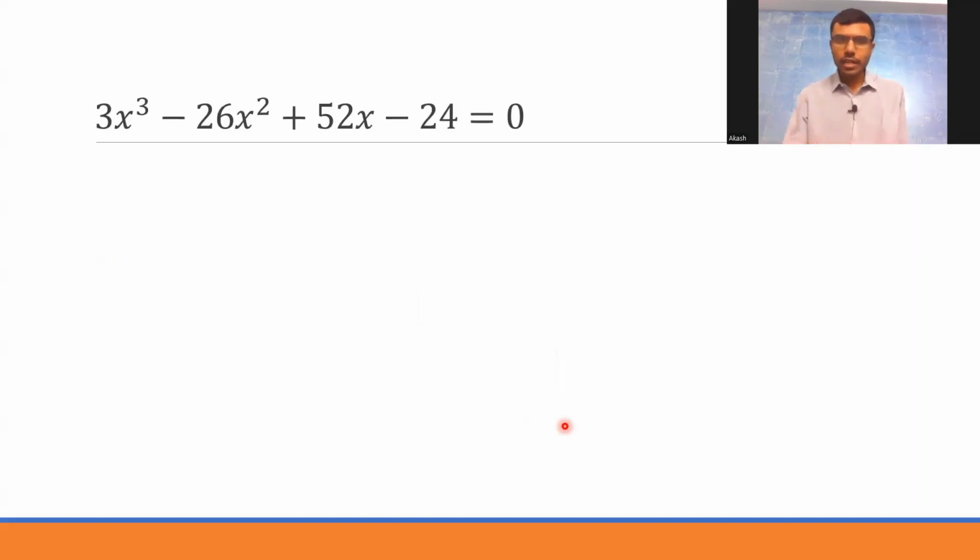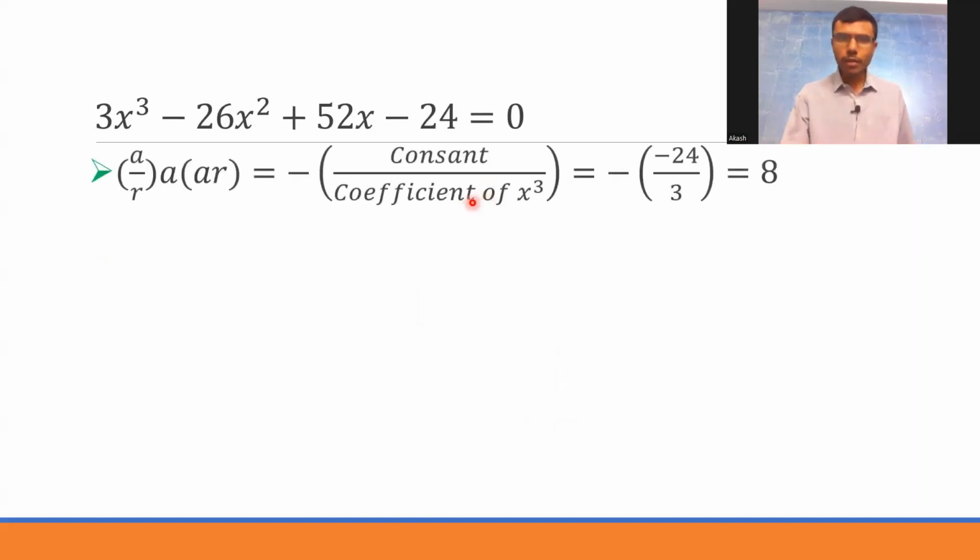Let's go ahead. Now I'm going to take the product of roots. Just multiply the 3 roots: a by r into a into ar. That is minus constant divided by coefficient of x cube. What's my constant? Is it 24? No, it's minus 24. Please don't forget the sign. The coefficient of x cube is 3. So it's minus of minus 24 by 3, which is 8. One more thing to notice here: r and r get cancelled, so a into a into a is nothing but a cube. Therefore, a cube is 8.